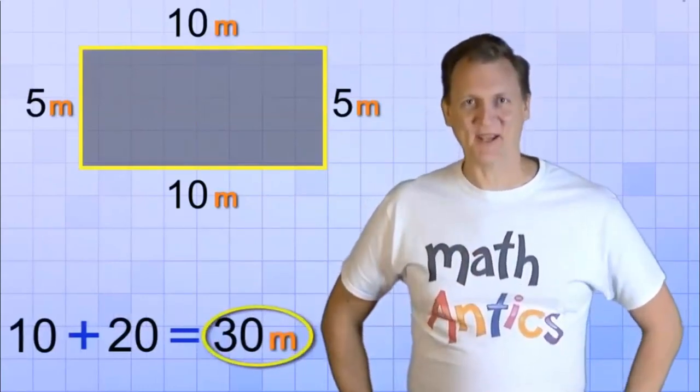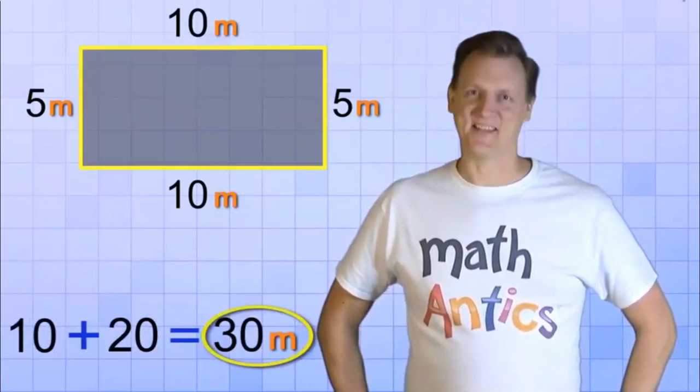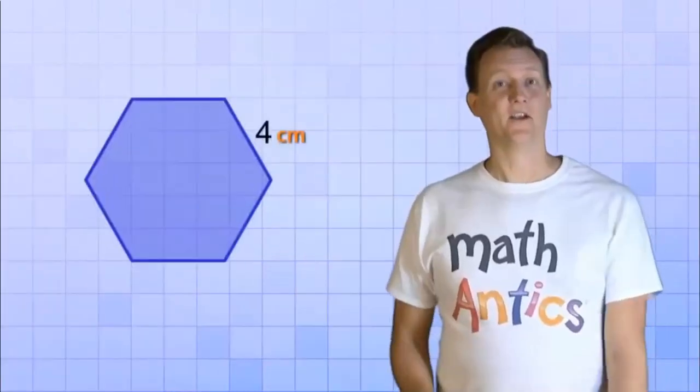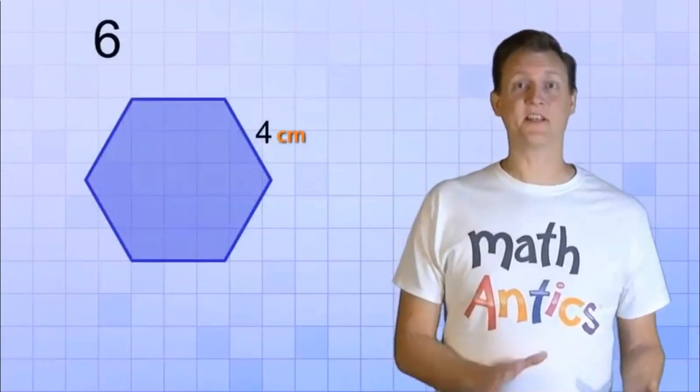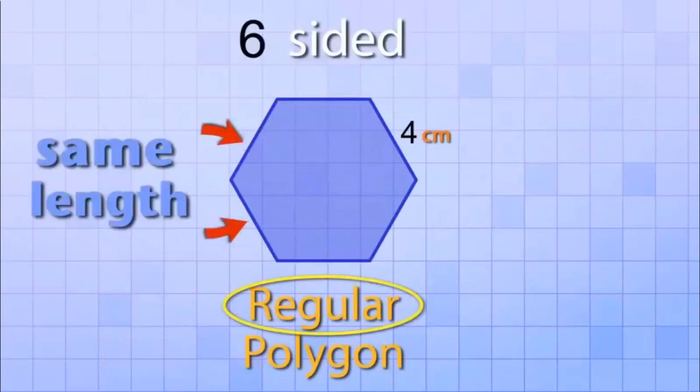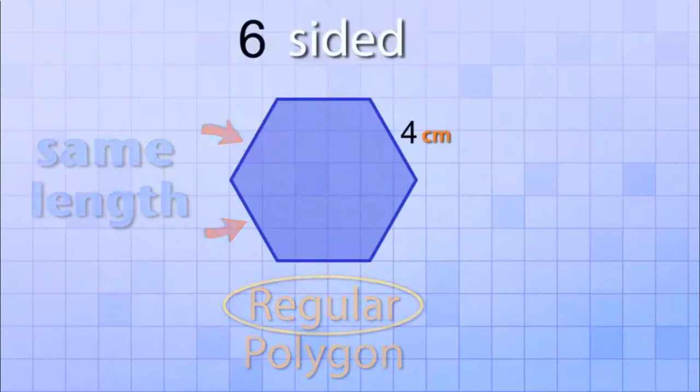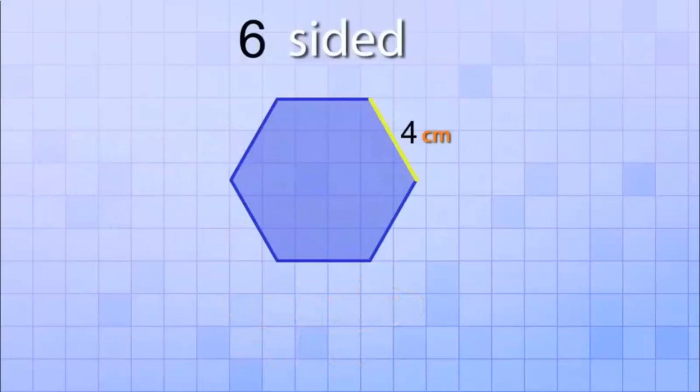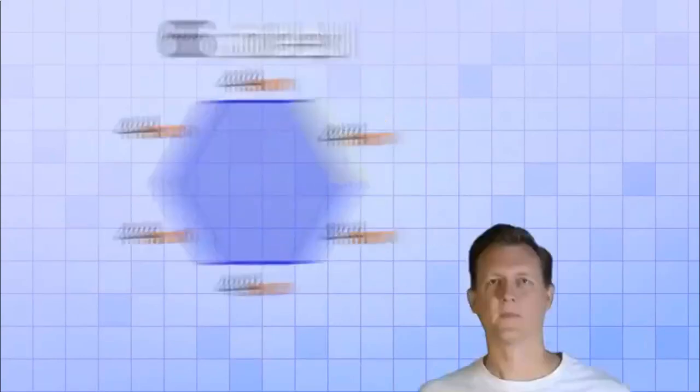You thought I was going to forget my units, didn't you? Not this time. Here's another good example. This is a 6-sided regular polygon. A regular polygon means that all its sides are exactly the same length. And that's good because this diagram only shows the length of one side, 4 centimeters.